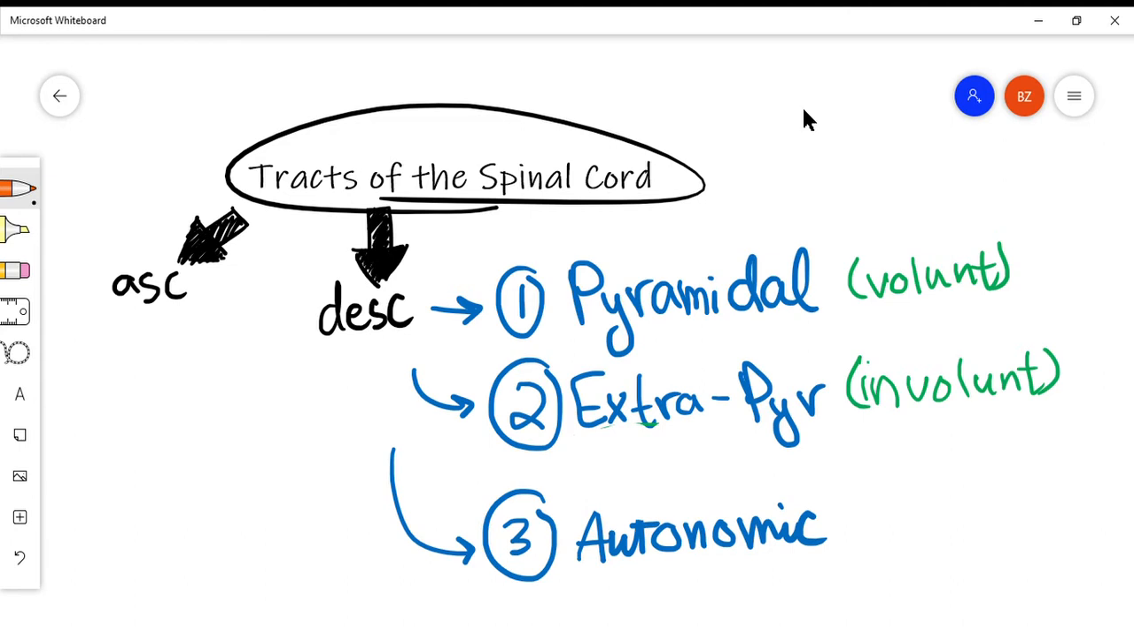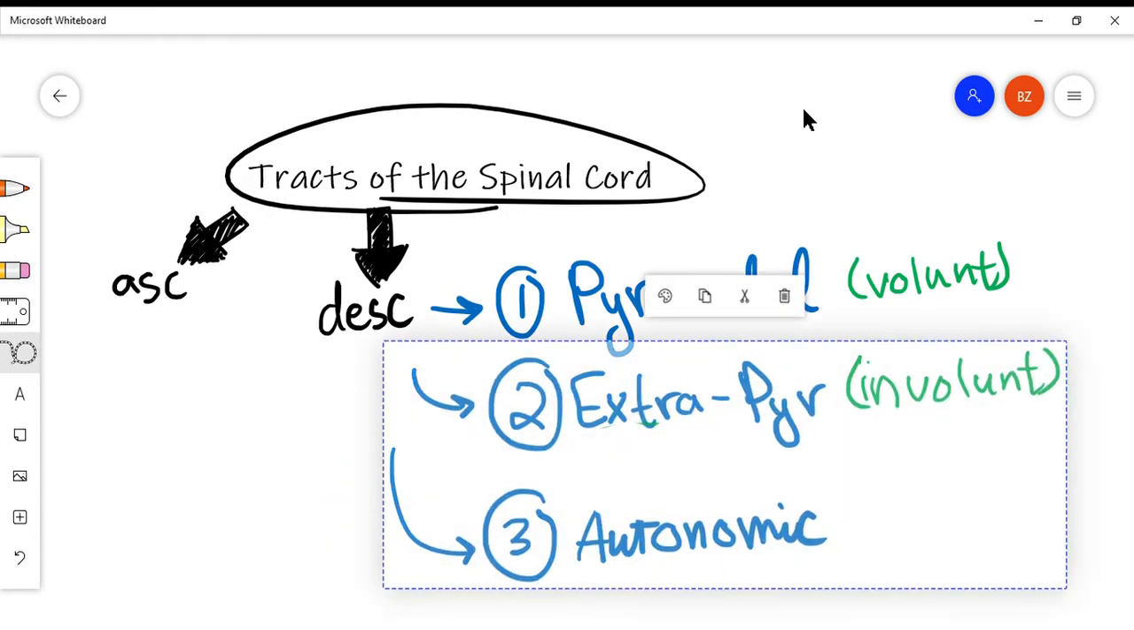So the pyramidal tract is voluntary, so it helps us voluntarily control our muscles. However, the extrapyramidal is involuntary, and the way I remember it is that we add something extra, like involuntary extrapyramidal, you know. For this video, I will be focusing on the pyramidal tract, okay?